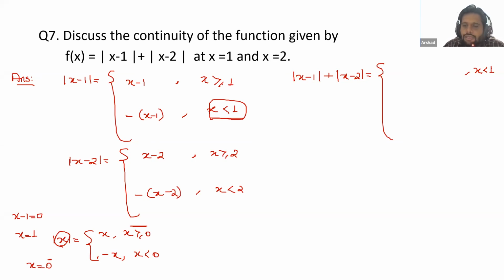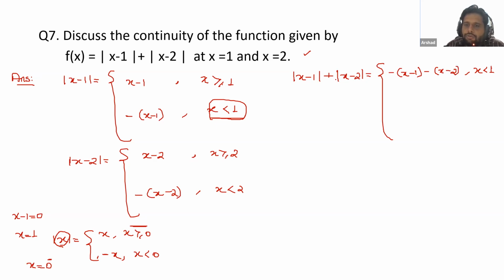Okay, now when x is less than 1, who can tell me? Nabil, when x is less than 1, what about this first function, x minus 1? Will it be positive or negative? It will be negative, sir. It will be negative. Very good. Minus of x minus 1. What about the next, x minus 2? It will also be negative. Very good. So all of you, please check here.